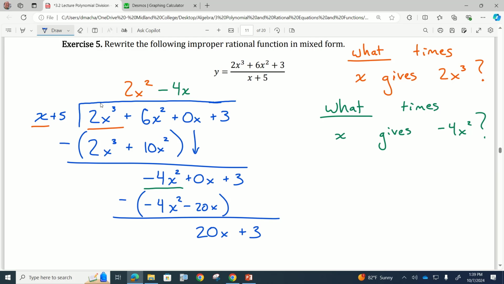Two negatives make a positive. So 0 minus negative 20 is 0 plus 20. Yeah, good question.